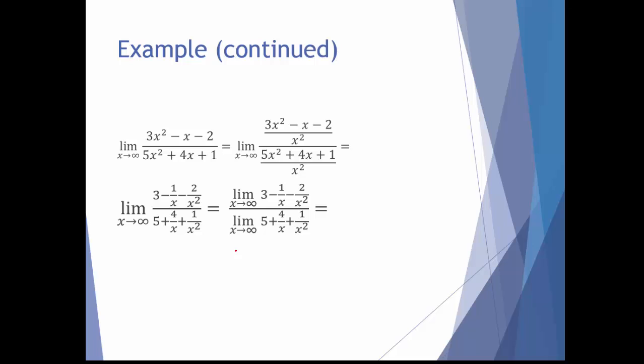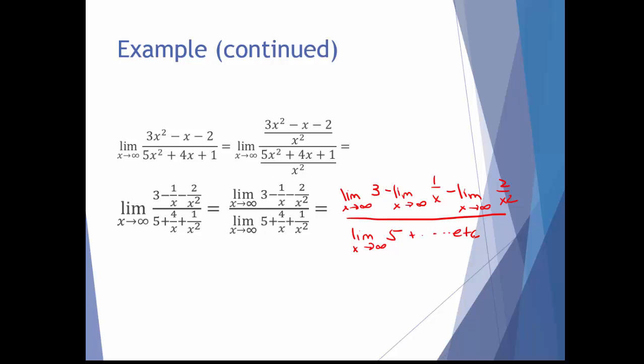So when we split that up, and then we're able to split it again across addition and subtraction, we'll have the limit as x approaches infinity of 3 minus the limit as x approaches infinity of 1 over x minus the limit as x approaches infinity of 2 over x squared. And again, we'll be able to do the exact same thing down here. I won't write them all down because you get the idea, I think, at this point. You can keep going, etc. And then we can take each limit individually.